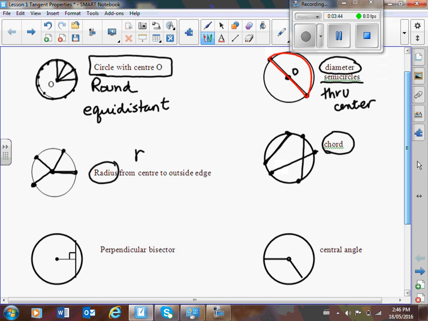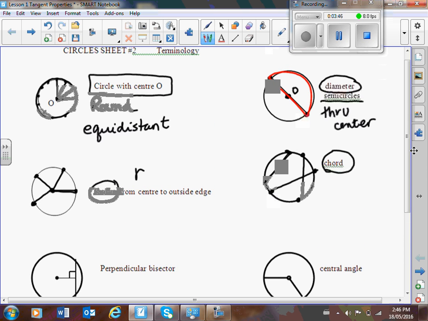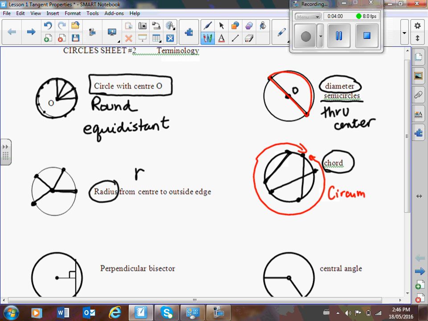Some words that aren't on here, but I'm just going to add. We can add them to this diagram. The distance around a circle. When we measure the distance around a square, we call that the perimeter. But for a circle, it's actually called the circumference. I know you know that. Circumference is something we learned earlier in grades 7 and 8.